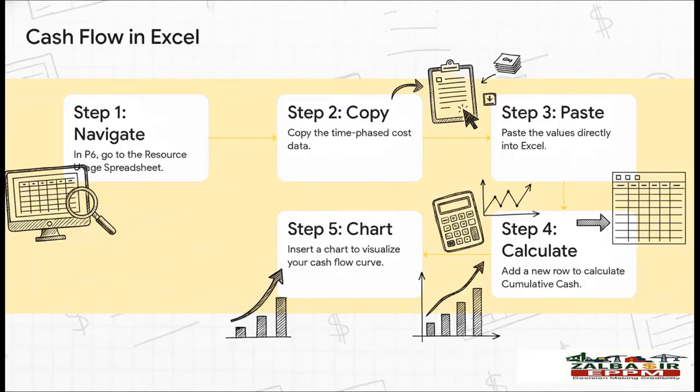You just go right to the resource usage spreadsheet in P6, copy all that cost data that's spread out over time, and you just paste it right into Excel. With a quick little formula for the cumulative cost and a few clicks to insert a chart, you can create a professional-looking cash flow S-curve that anybody can understand.